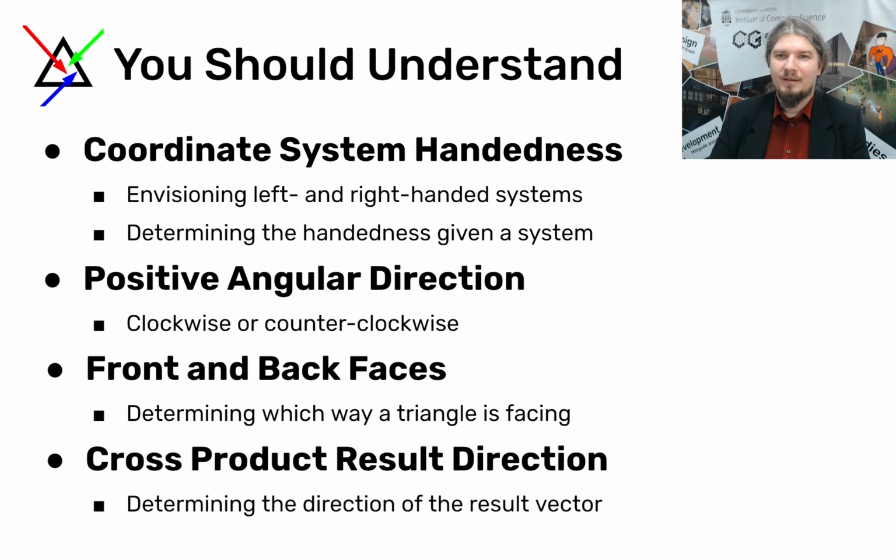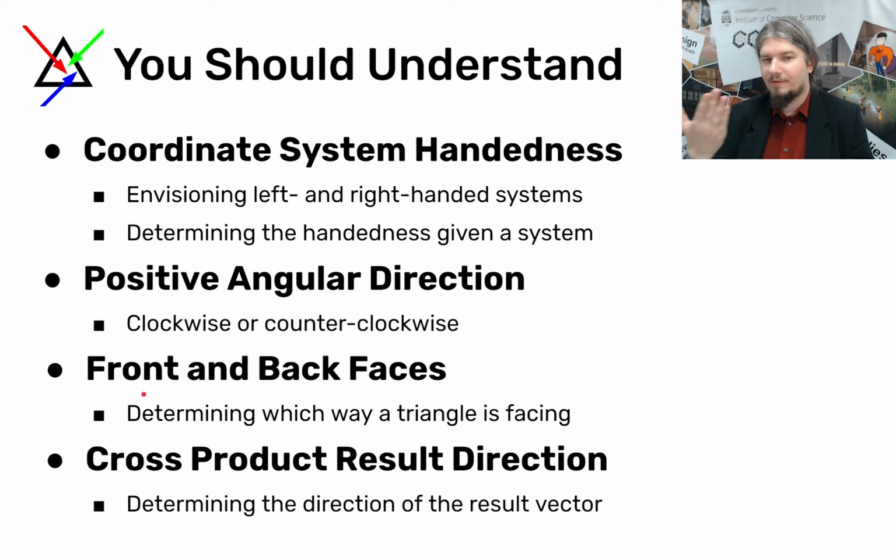From this video, you should now understand the different handednesses of coordinate systems. You can envision a left-handed and a right-handed system. You can determine the handedness of a given system, so if someone gives you this is X, this is Y, this is Z, you should be able to tell whether it is a left-handed or a right-handed system. You should understand the positive angular direction: in a left-handed system it's clockwise, in a right-handed system it's counterclockwise.